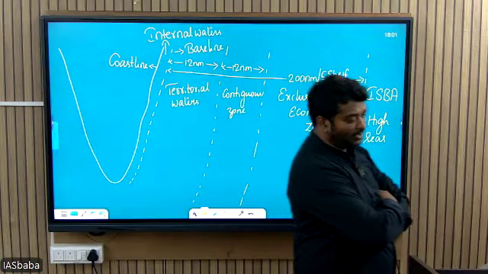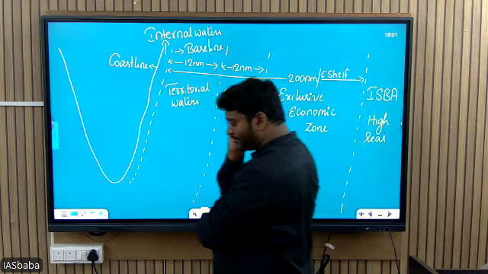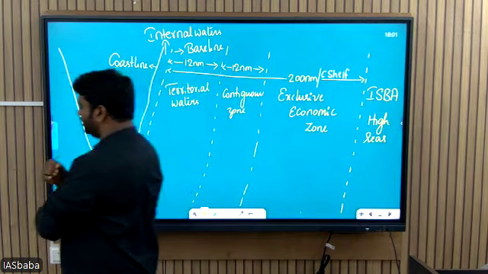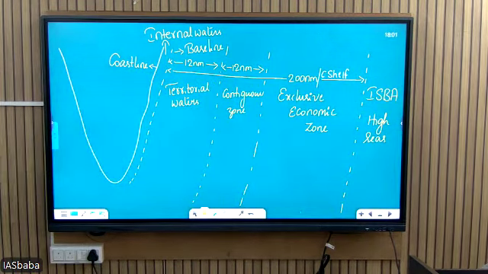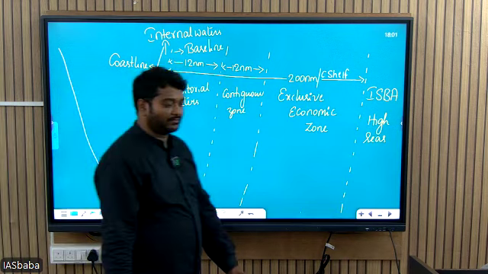First, it is the point from where countries would demarcate their boundary.